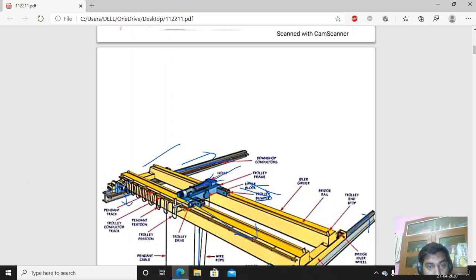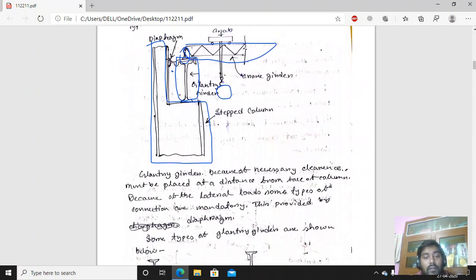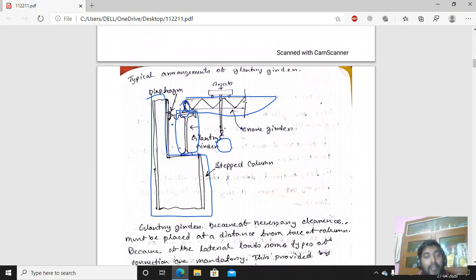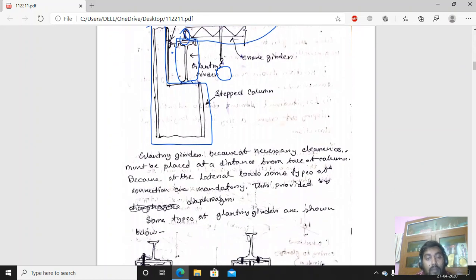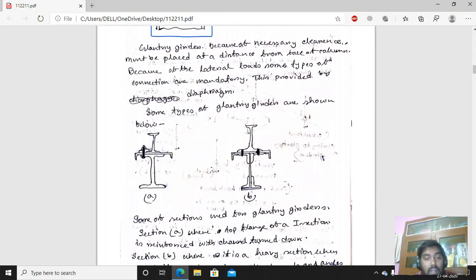Similarly, for this movement, another force is coming to that. This is called the lateral force. So due to these lateral forces, some clearance is adopted to place the Glantry girder. This is called the diaphragm of the Glantry girder, placed because of the lateral loads.